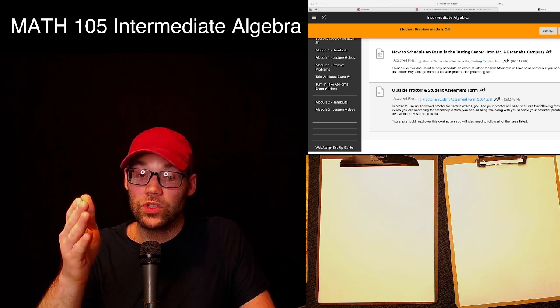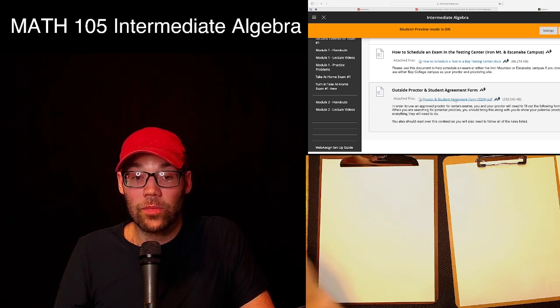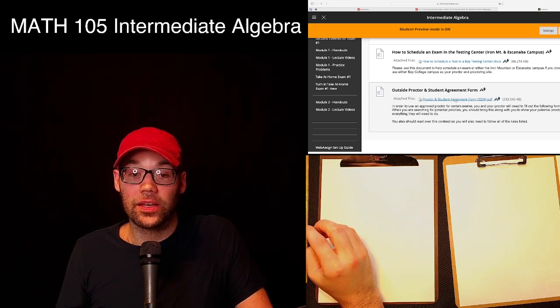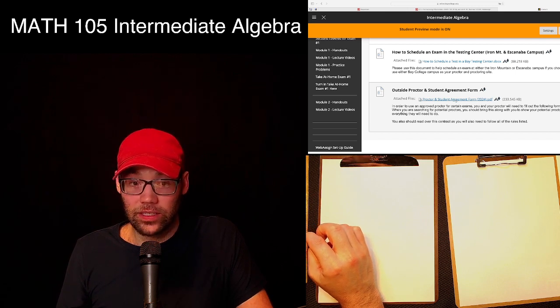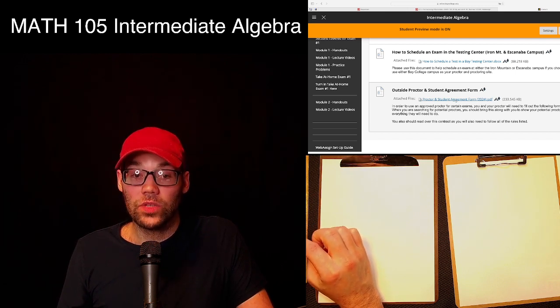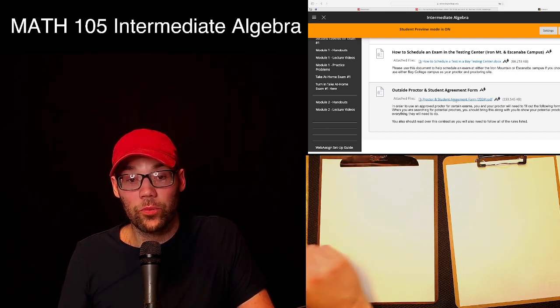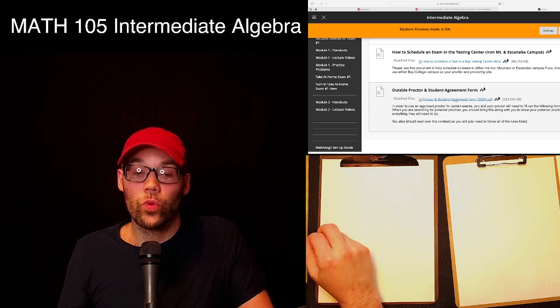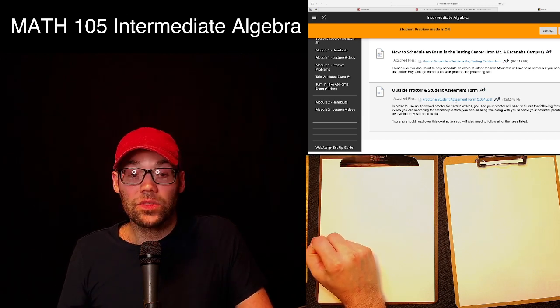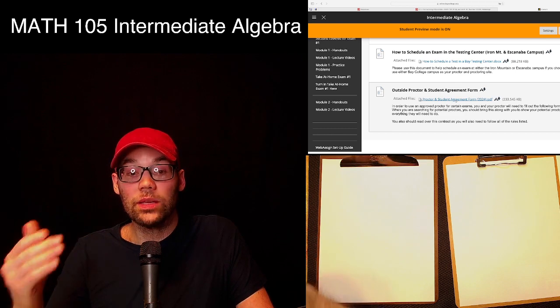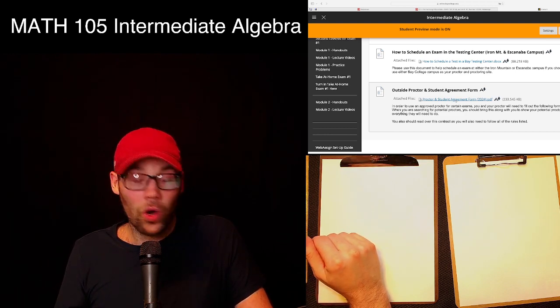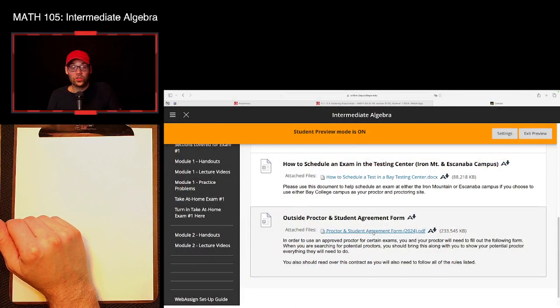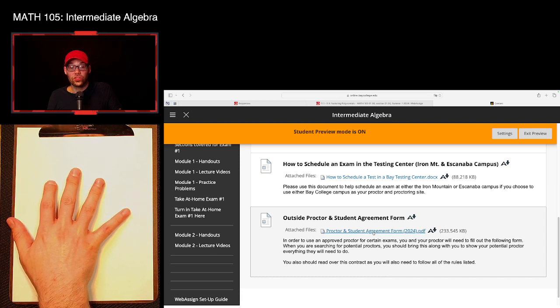For anyone doing the proctoring at the Iron Mountain or Escanaba campus, you do not need to fill out one of these forms. All you need to do is schedule and show up to your exam with your ID. So again, just make sure that you are really putting a plan of action into motion for these proctors, because you want to get these done sooner rather than later.